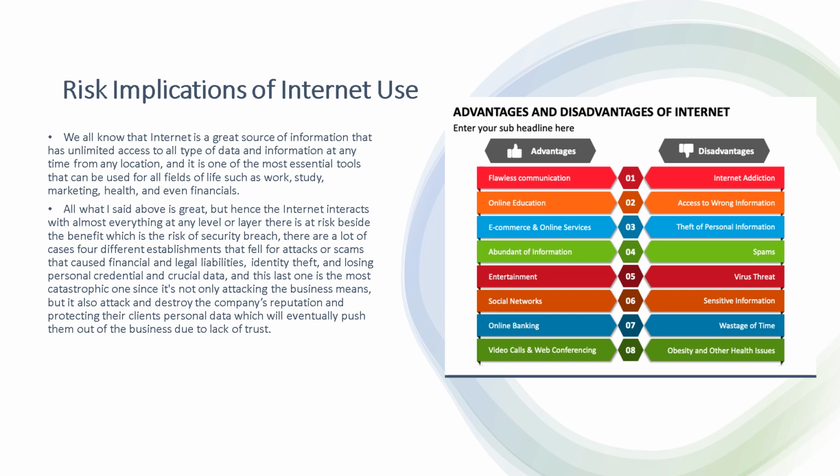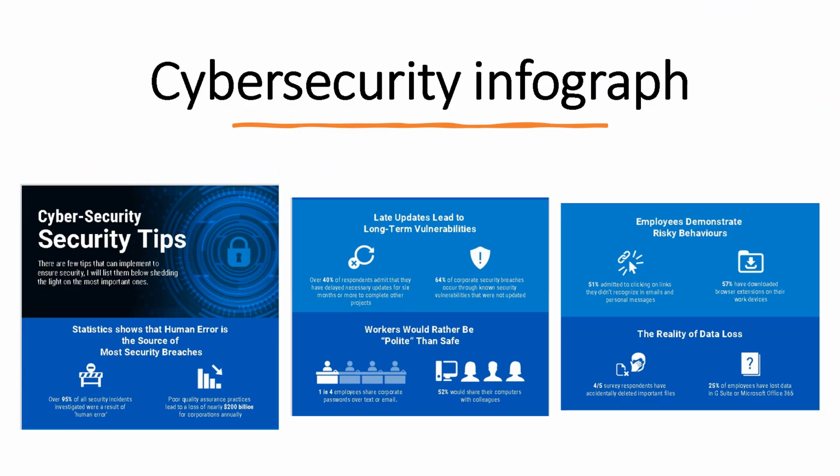We all know that the internet is a great source of information, with unlimited access to all types of information at any time from any location. And this is a risk, and a vulnerability as well. It's one of the most essential tools used in fields such as work, study, marketing, health, and even financials, and that's what makes it very dangerous. In the table on the right-hand side, I listed the advantages and disadvantages of exposure to the internet. And in this slide, I listed 3 slides that you can arrange under each other from left to right.